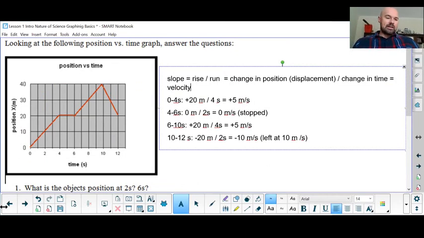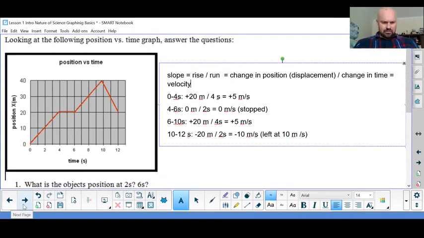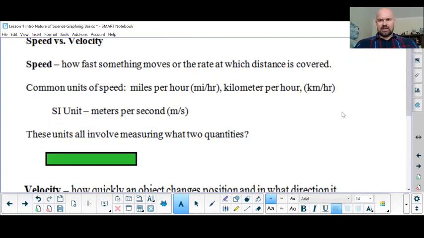Okay, so that's that graph, and let me jump ahead to speed and velocity. Technical difficulties, sorry. The difference between distance and displacement is the same as the difference between speed and velocity.